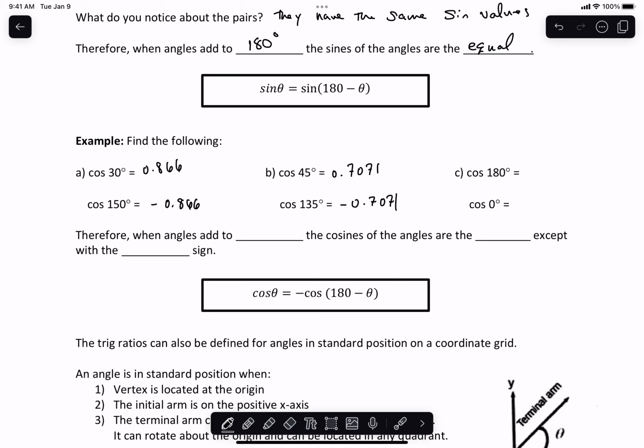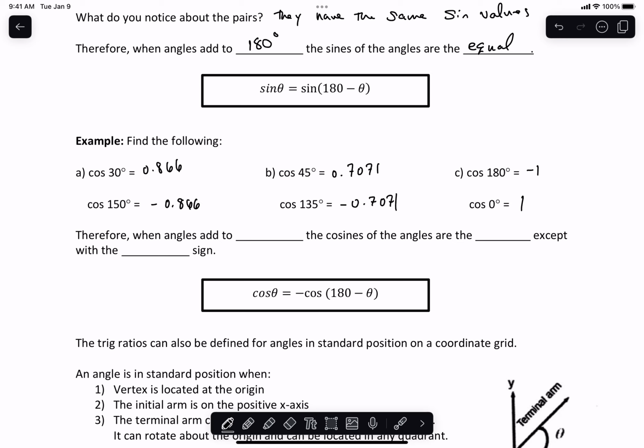Cos of 180. Negative 1. Interesting. What's the cos of 0? 1. Huh. What's going on there? Gabe? It seems like the closer you get to 180, the more negative it gets, and the farther away you get from 180, it turns into a positive 1. Okay, so that's an interesting observation.